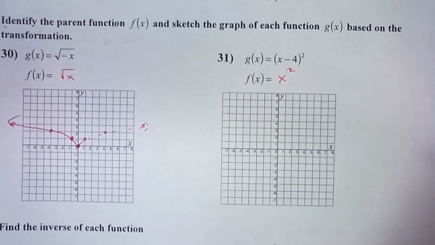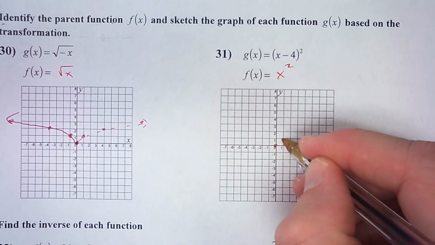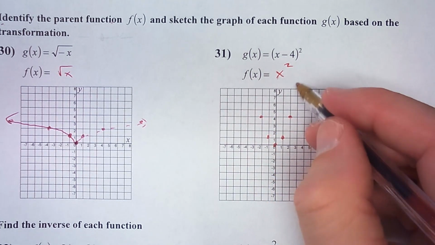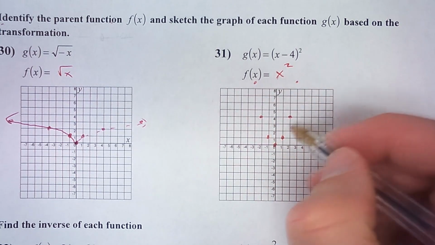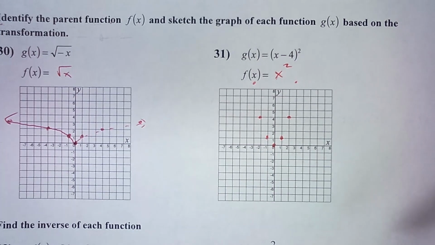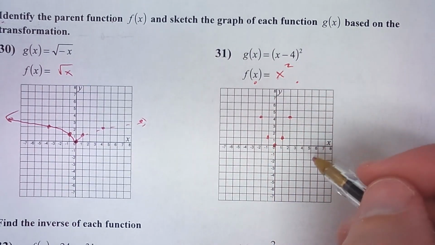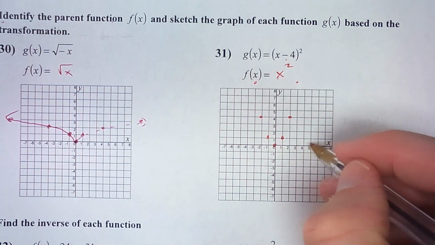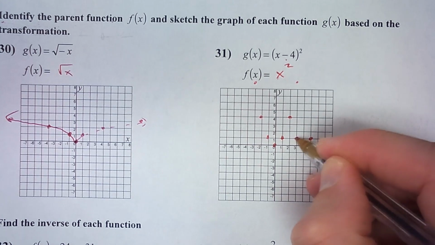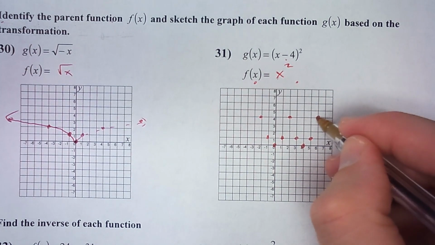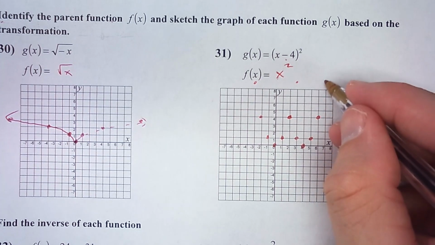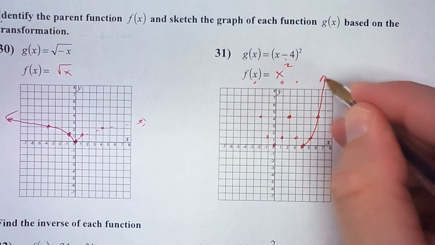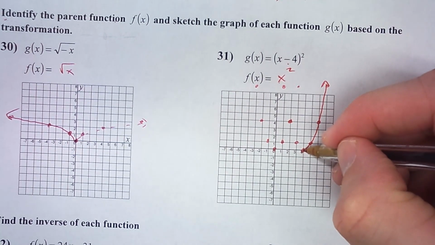Now here we have f of x equals x squared. So 0 squared, 1 squared, negative 1 squared, 2 squared, and 3 squared. It will be a parabola right here, and then it's going to shift 4 units to the right. So this is our final graph.